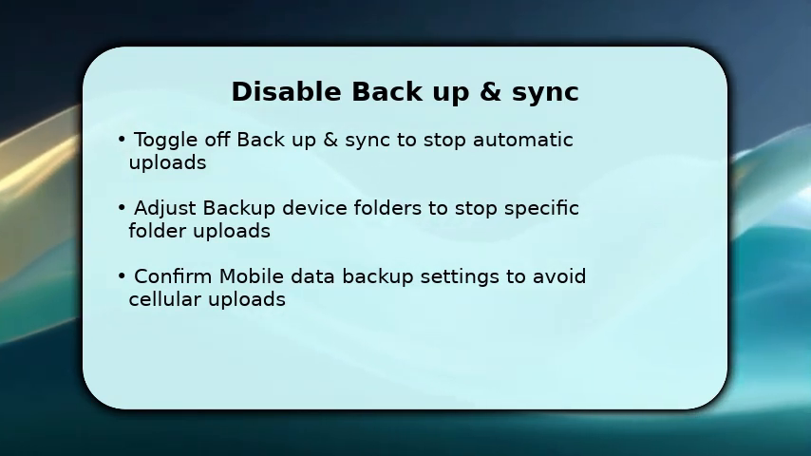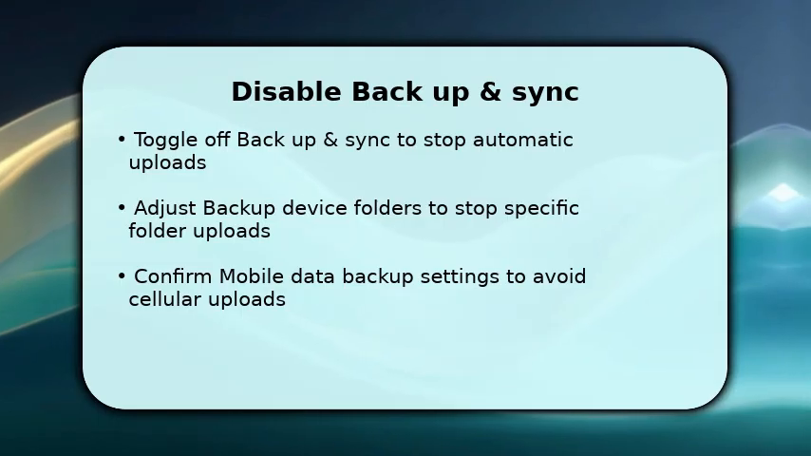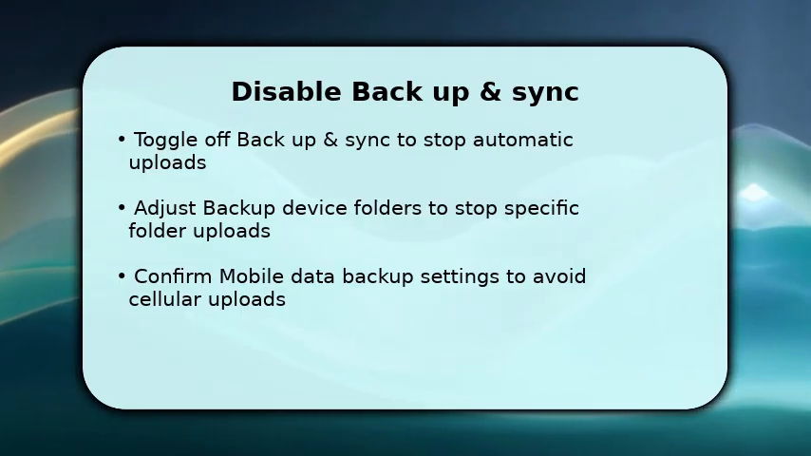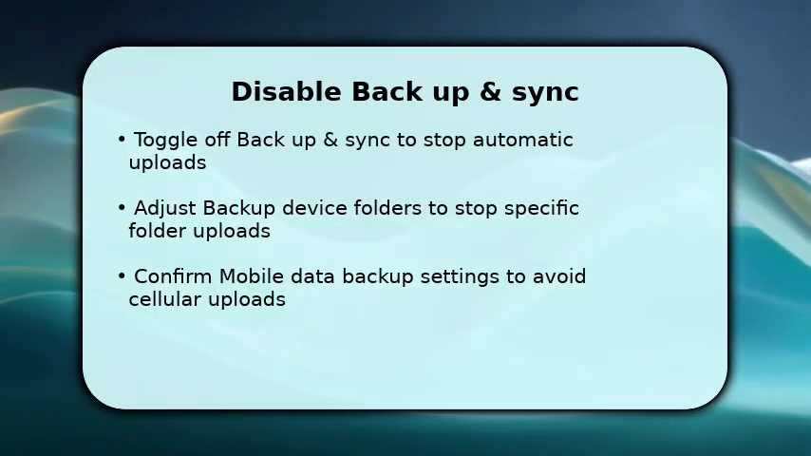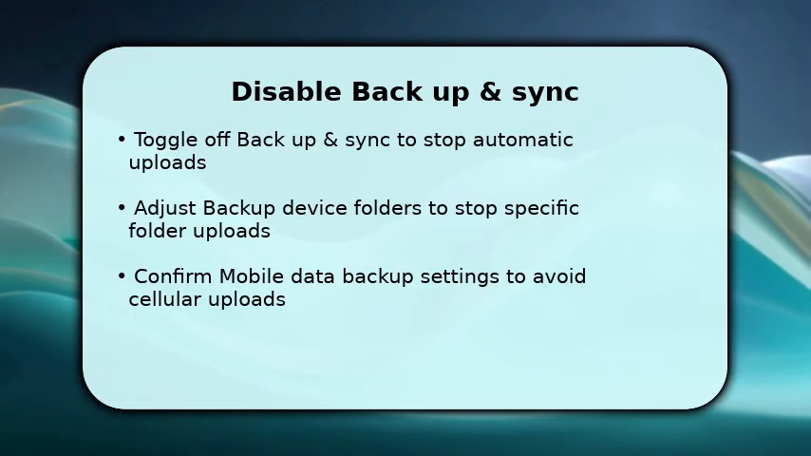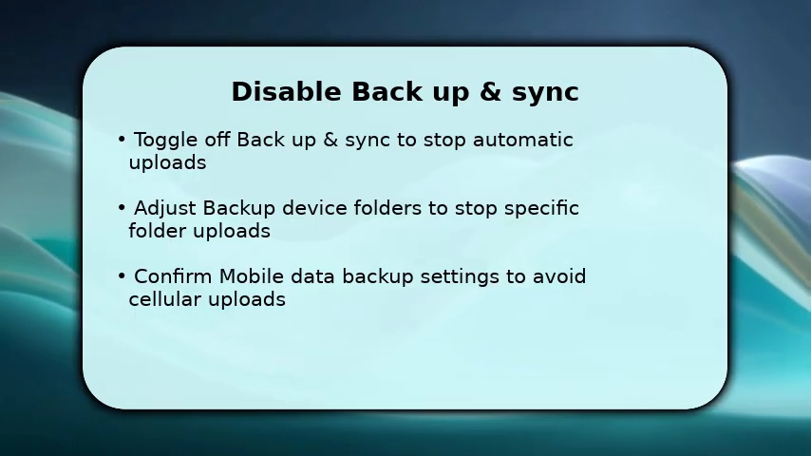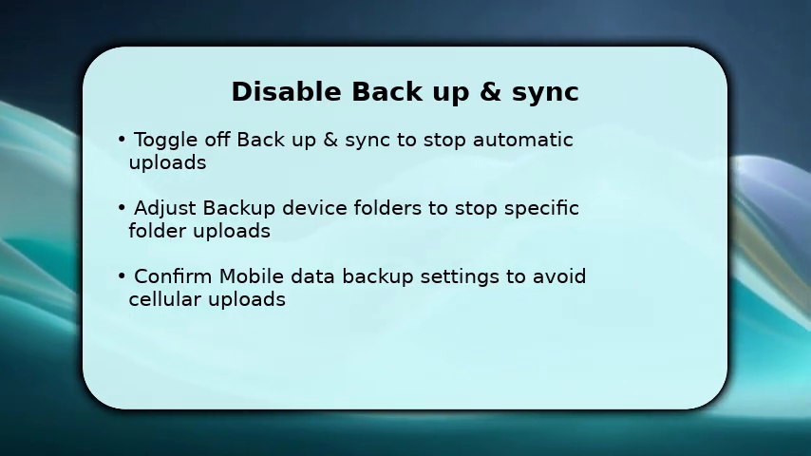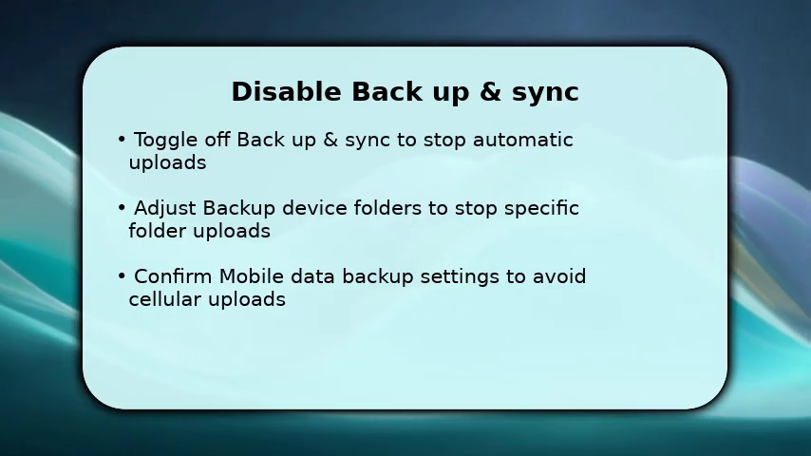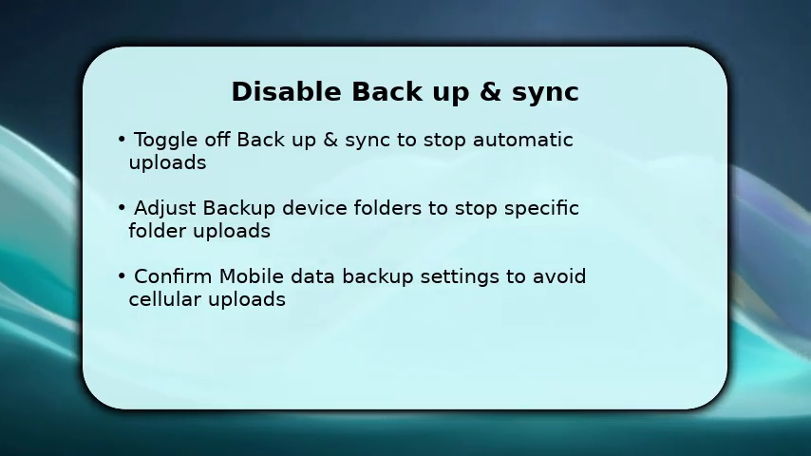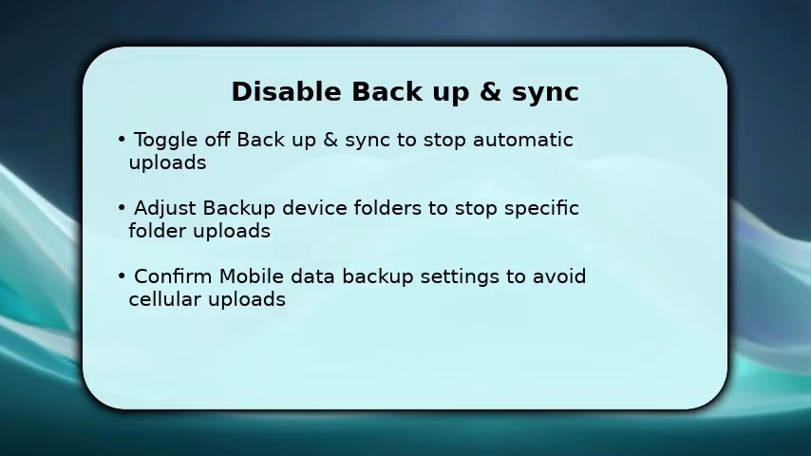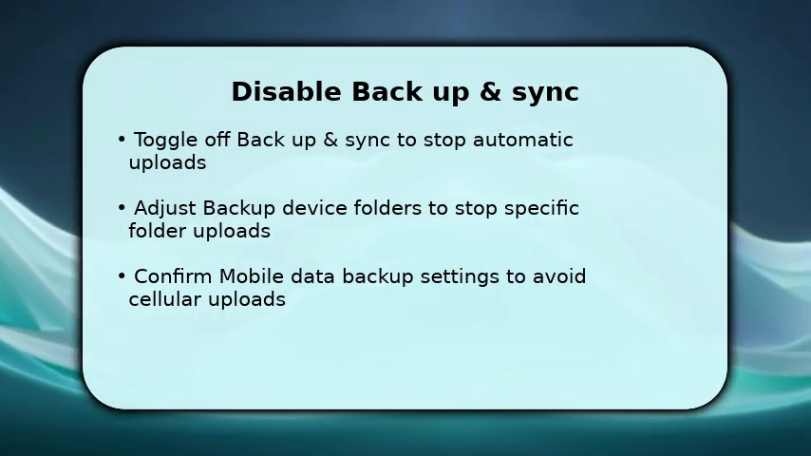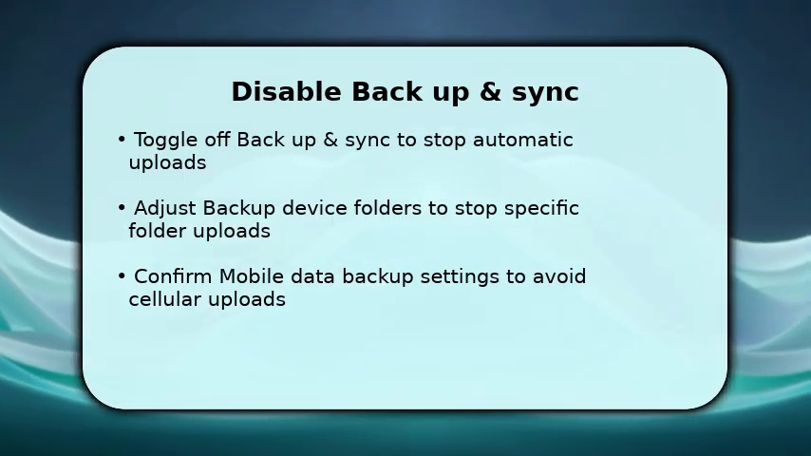Next, tap Backup Device Folders and turn off any folders you don't want synced, like screenshots or WhatsApp images, because Google backs up multiple folders separately. Make sure to check Upload over mobile data and disable options like photos or videos on cellular if you prefer Wi-Fi only. If you want to pause rather than disable, use the paused on battery saver notification. This gives temporary suspension without changing settings.